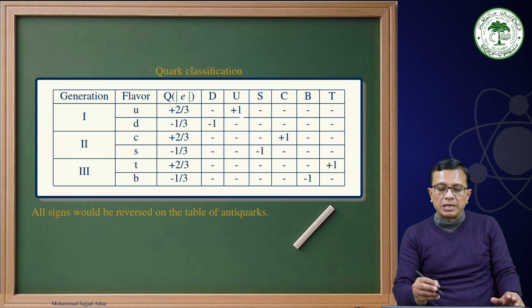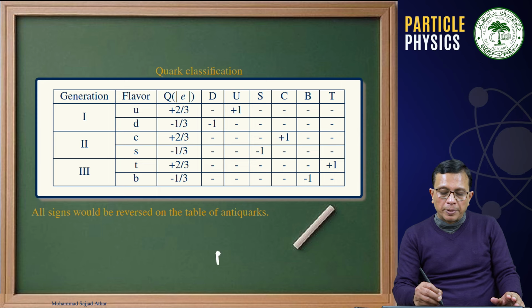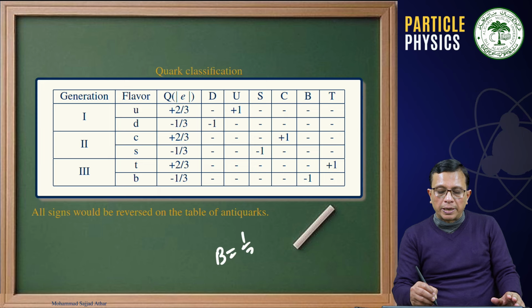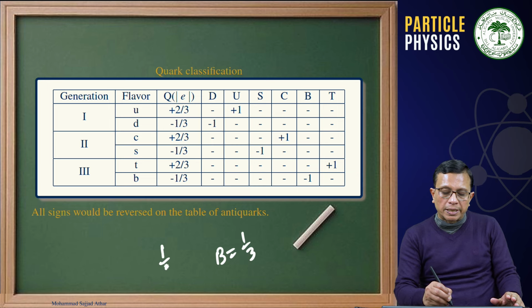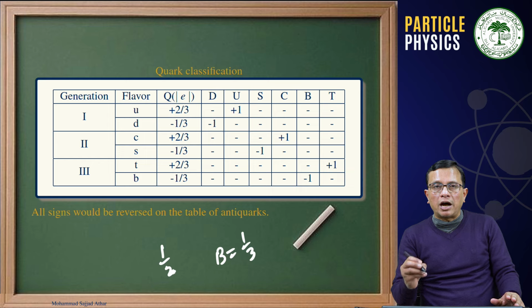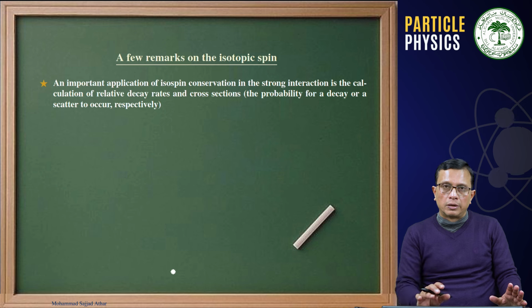And all of these quarks are assigned baryon number 1/3. All these particles are spin half fermions, that we have to remember.